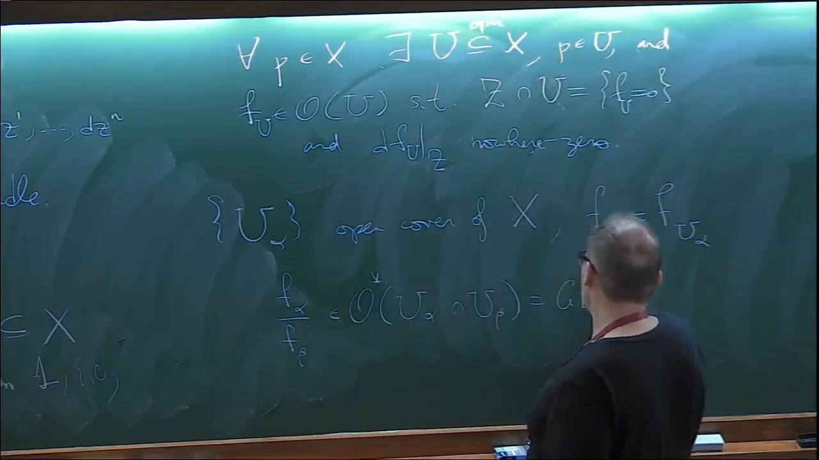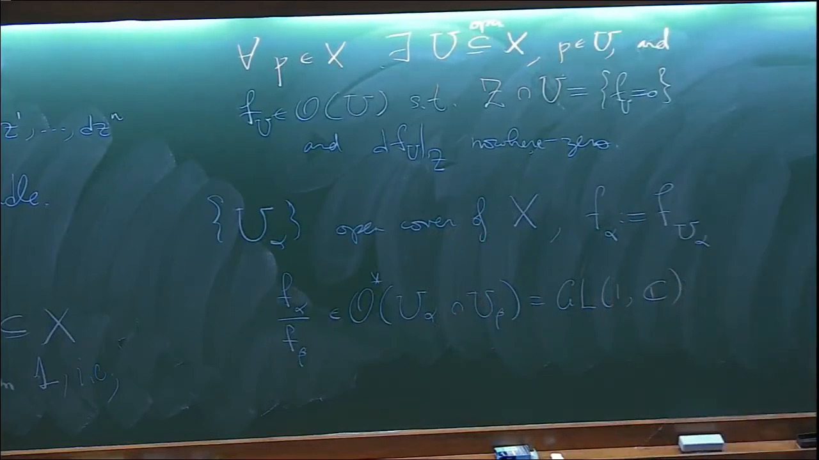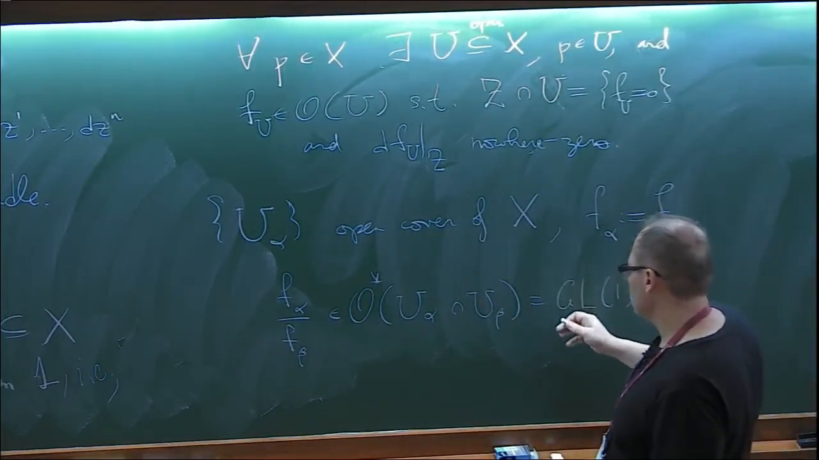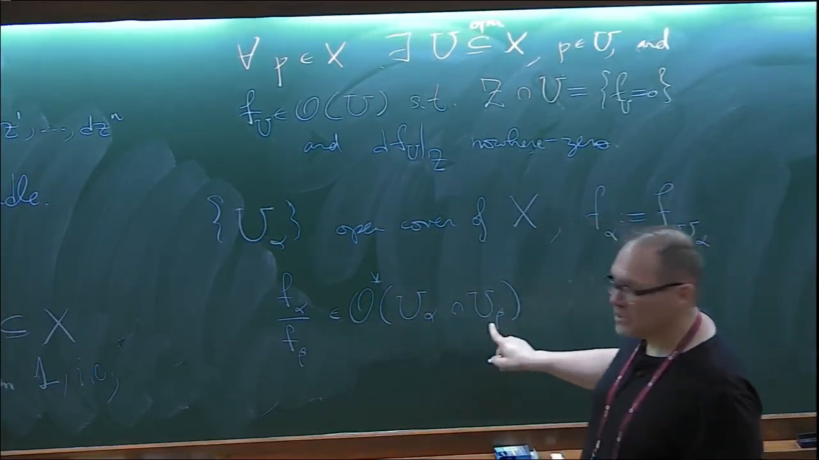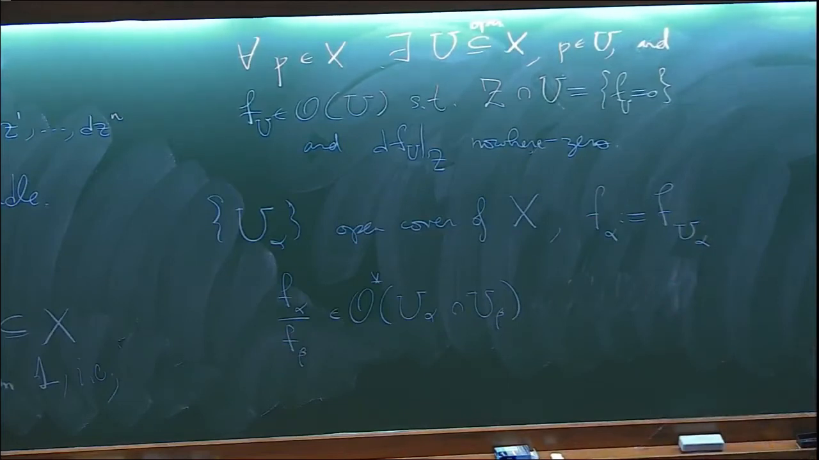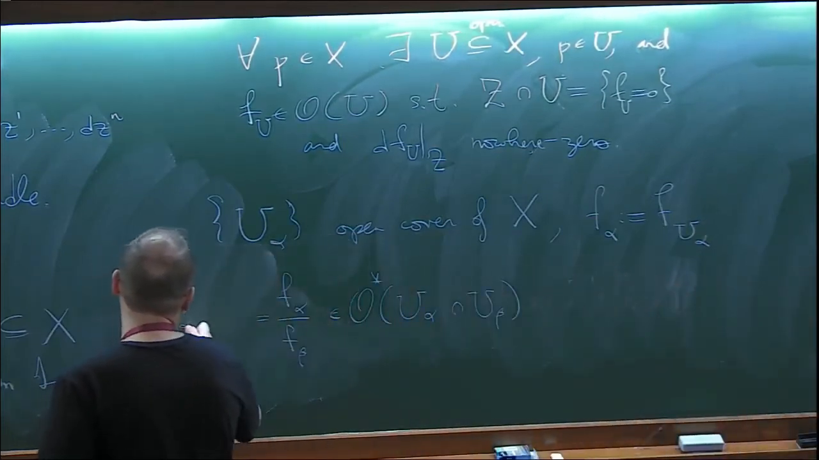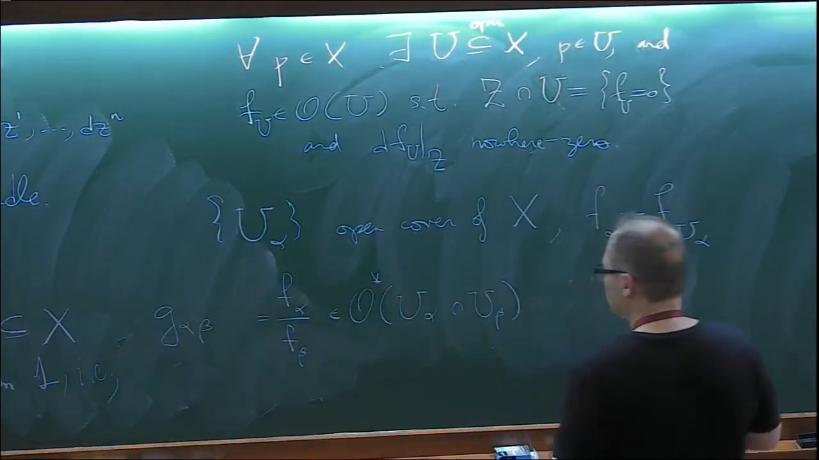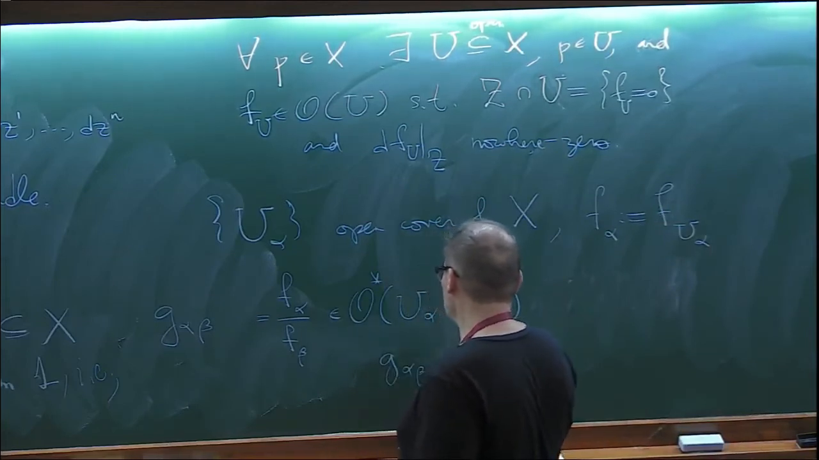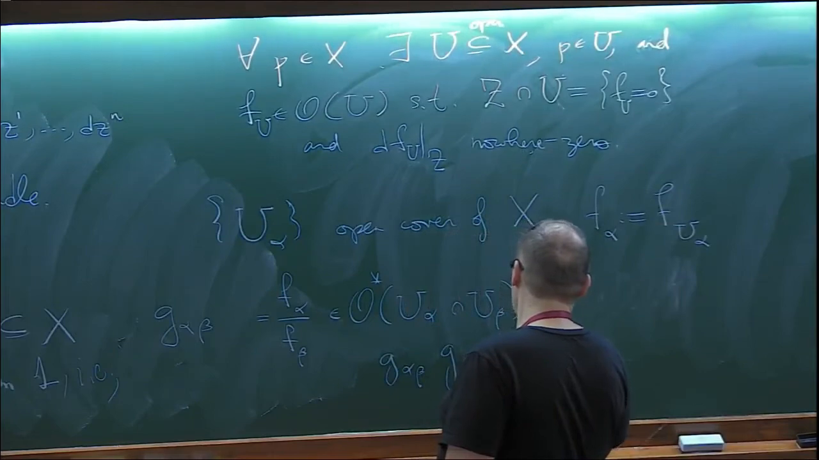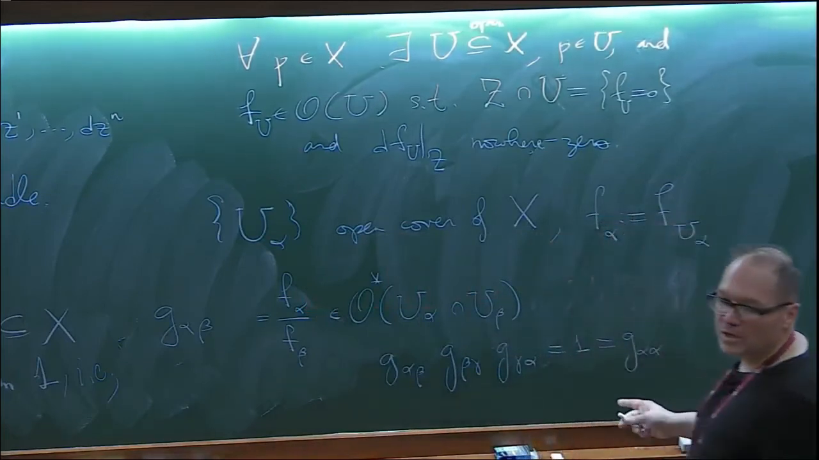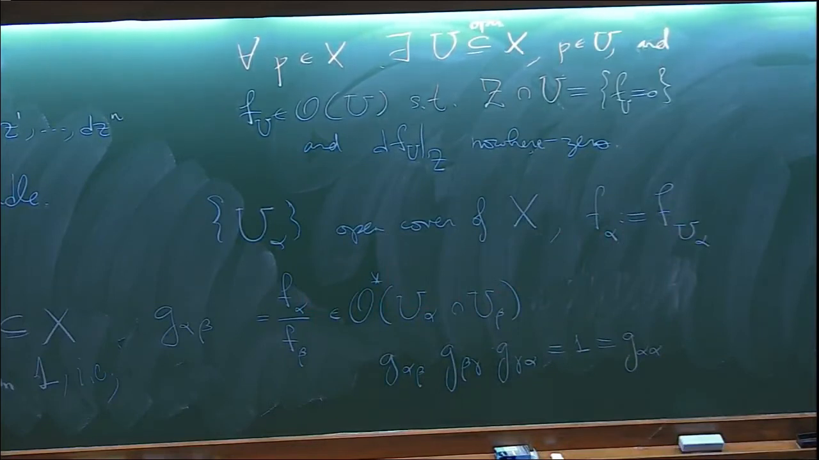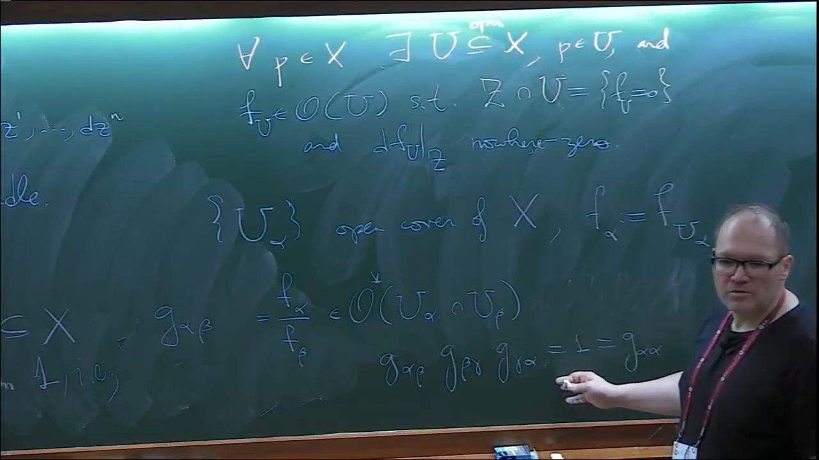So it takes values in GL1C. It's a holomorphic map from this intersection to GL1C. That's what I meant to say. So we can call this G alpha beta, and these G alpha beta obviously satisfy G alpha beta times G beta gamma times G gamma alpha equals 1, and also G alpha alpha equals 1. For all alpha, beta and gamma, this is true, and this is the information you need to glue together a line bundle from these transition functions.